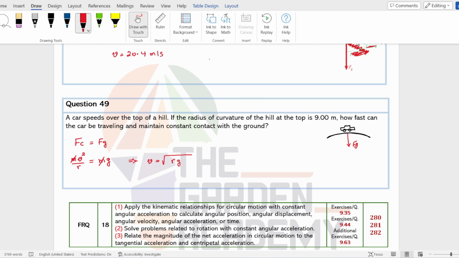Now plug in the values that we have in the question. V is equal to the square root of r, which is 9, multiplied by 9.81. If we do the calculation, I think this is equal to 9.4 meters per second. And this is the end of question 49.